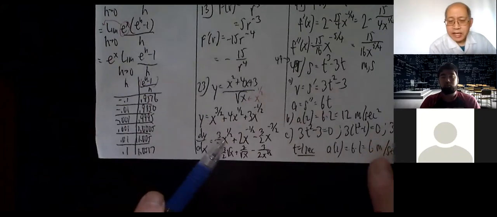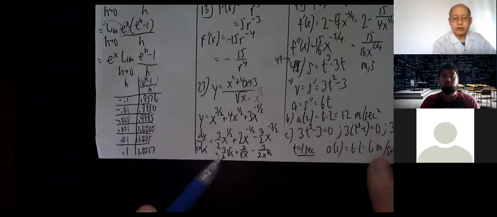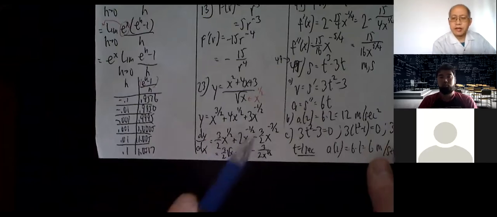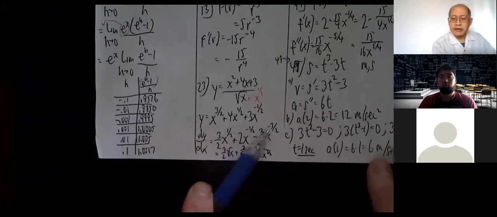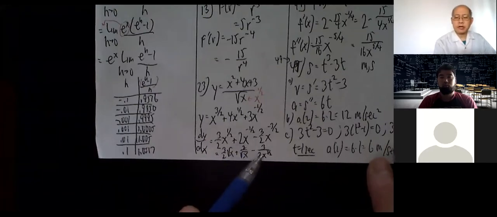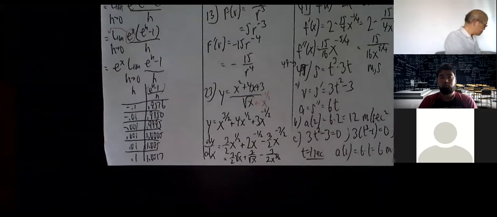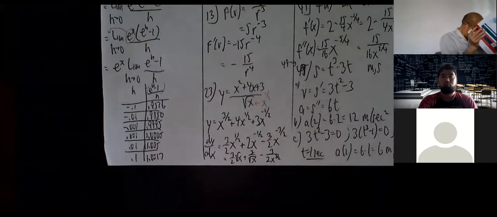Okay. So x to the 1 half means square root. So 3 over 2 radical x plus 2 over radical x because of the negative, minus 3 over 2, negative exponent means make it a positive exponent in the denominator, x to the 3 halves power. Okay. All right, so that's how that goes.